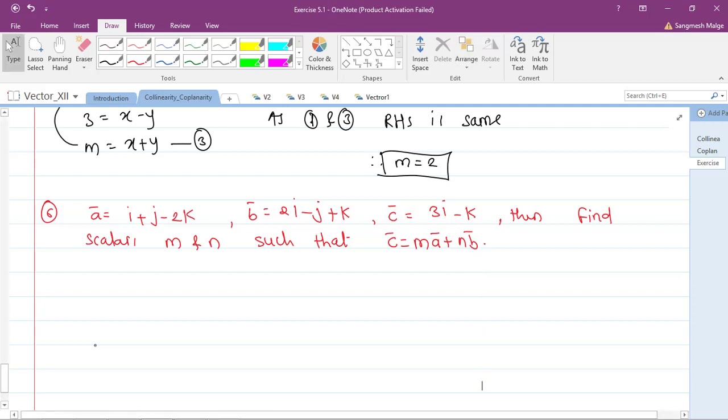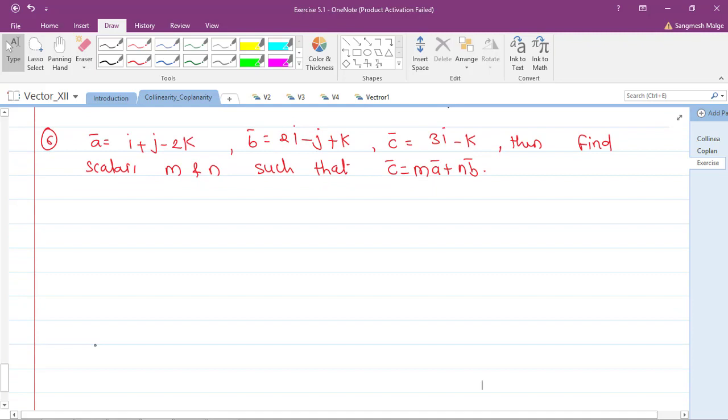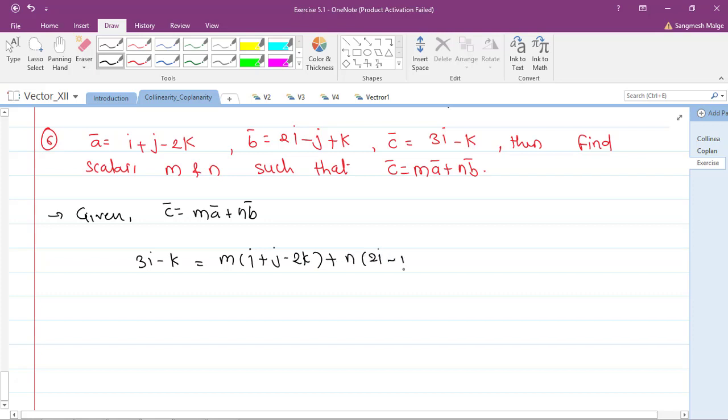Okay, so I hope you have solved this question and got the values of m and n. Now let's verify. Given is C bar is equal to M A bar plus N B bar. Substitute the value of C bar. It is 3i minus k equals m into (i plus j minus 2k) plus n into (2i minus j plus k). Now vectors are equal means equate their coefficients.